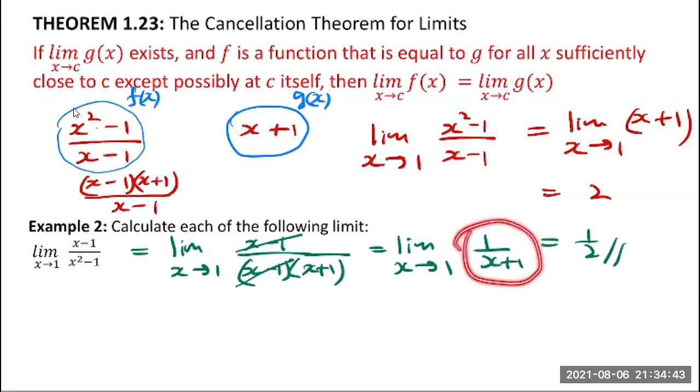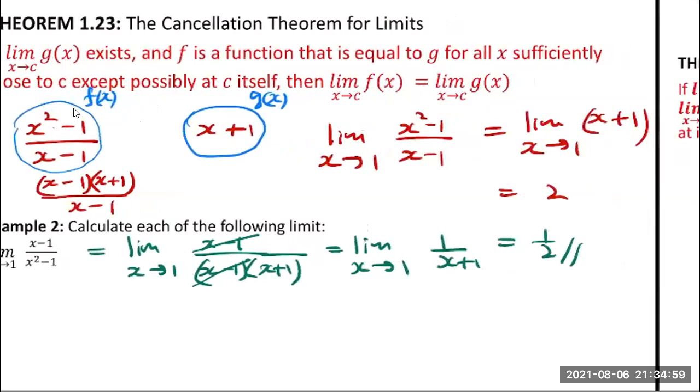How did I find this limit as x approaches 1? Notice that this is an algebraic function. Algebraic functions are continuous on their domain. Notice that this number is in the domain of this function. So I can plug in that number to get the limit. That's what I did. All right, let's move on.